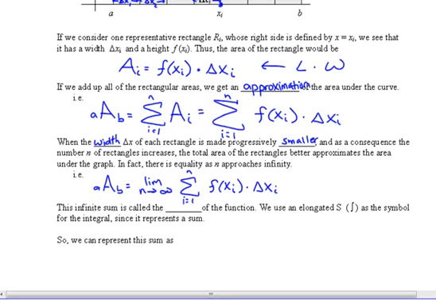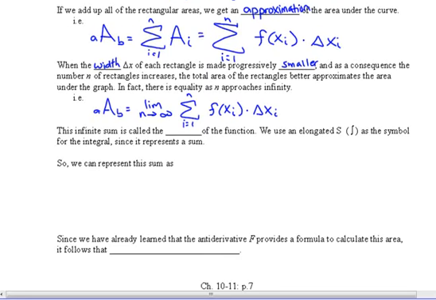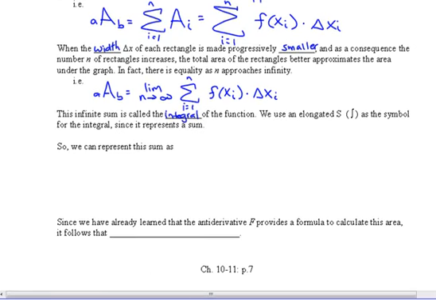Length times width. The infinite sum is called the integral function. When we do the integral, we're actually doing the infinite sum of length times width of all these little rectangles. So it's an elongated S because it's an infinite sum. The S actually comes from sum. It's not an I, it's an S for sum, since it represents a sum.